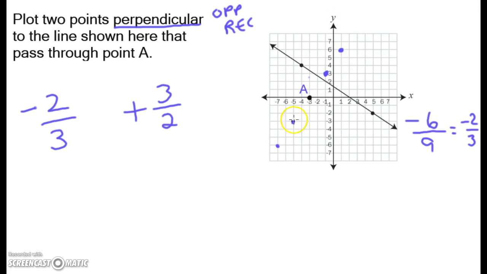But what I see right here is a line that crosses through. I'm going to try really, really nicely to draw it pretty. That's not too bad. It's a line that goes through point A and passes through this line that they gave us at this angle right here. And this angle looks like a 90-degree angle to me.